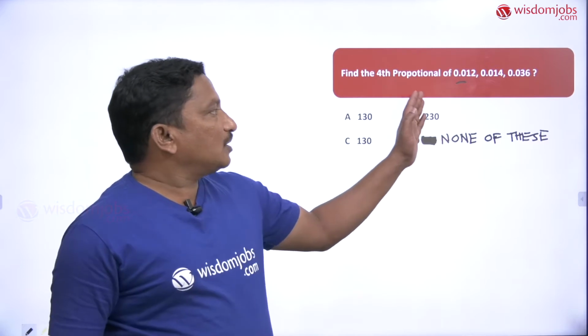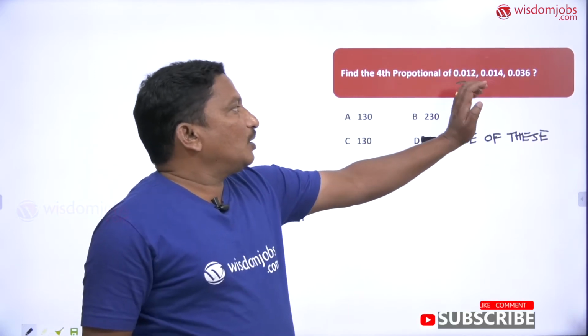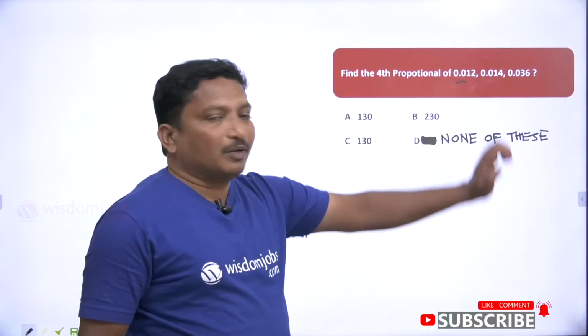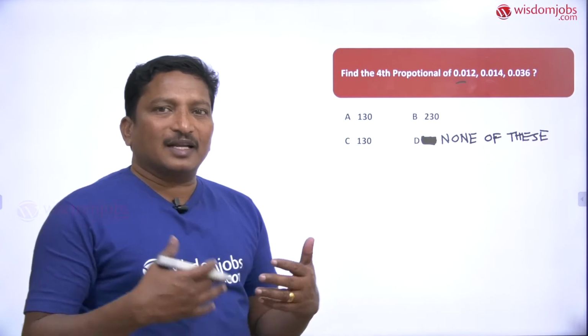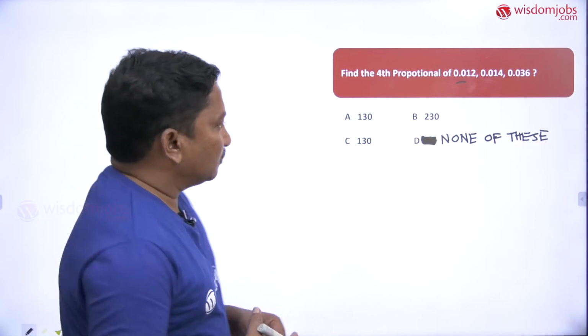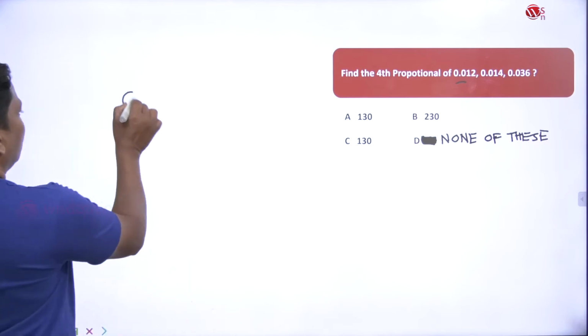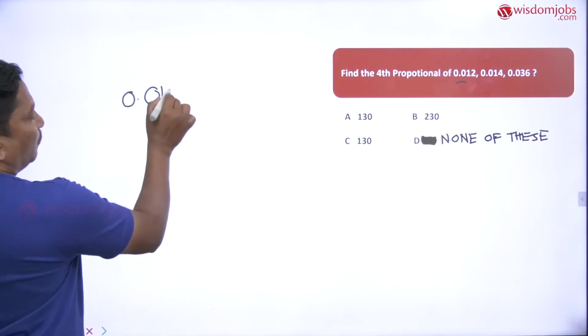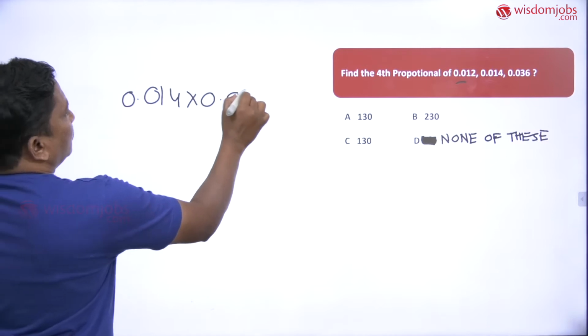Find the fourth proportion of 0.012, 0.014 and 0.036. You can directly use the formula: the fourth proportion equals B into C by A. Plug the given values into the formula to get the answer. That equals 0.014 into 0.036 by 0.012.